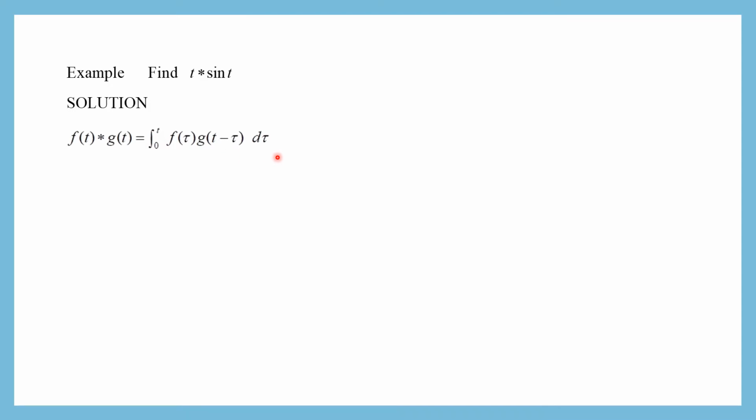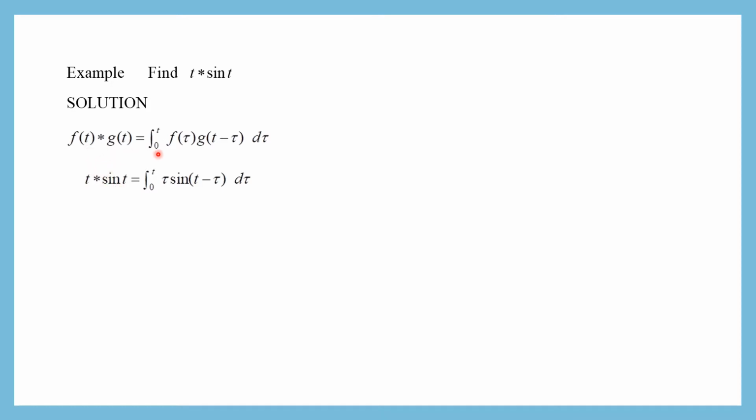Firstly, you have to identify which of these two functions you want to label as f of t and which you want to label as g of t. For this illustration, I'm going to assign t as f of t, and I assign sine t as g of t. So t asterisk sine t. So this is f and this is g.